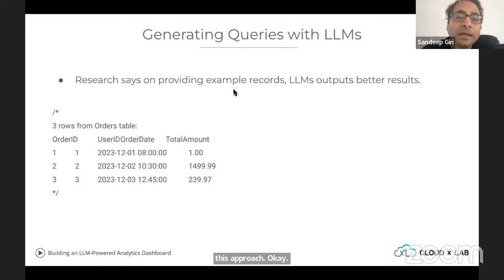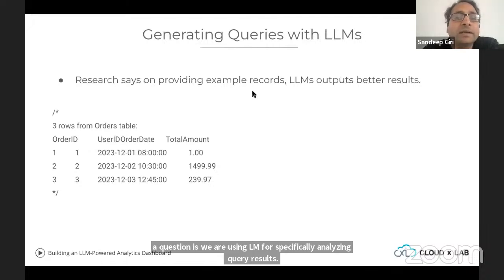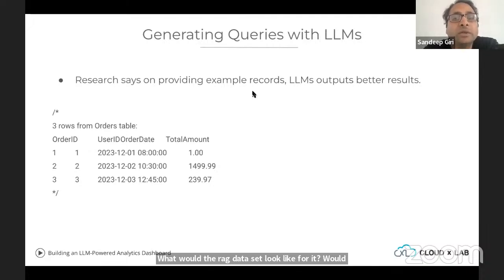One question is, we are using an LLM for specifically analyzing query results. What would the RAG dataset look like for it? Would a similar dataset be used for fine tuning, or RAG for fine tuning? I think let's keep the RAG keyword aside.